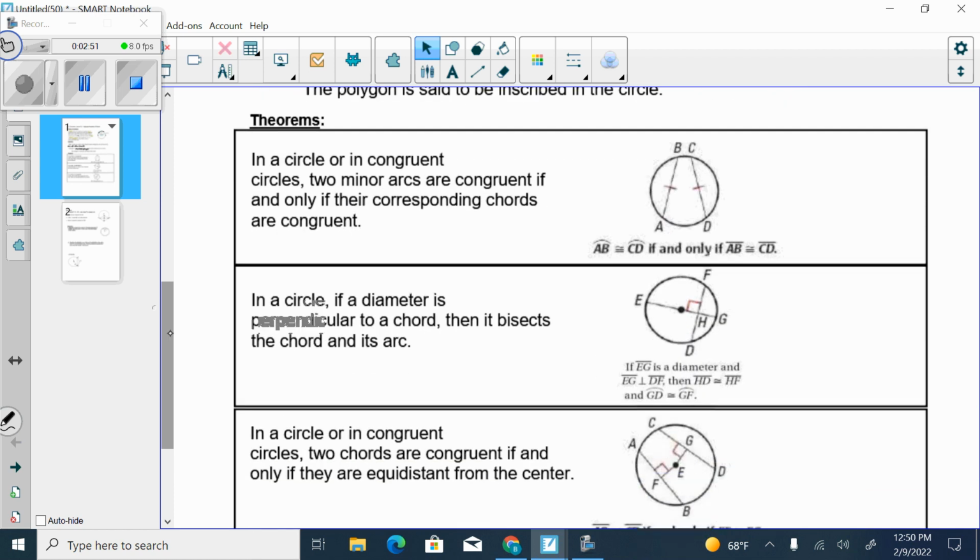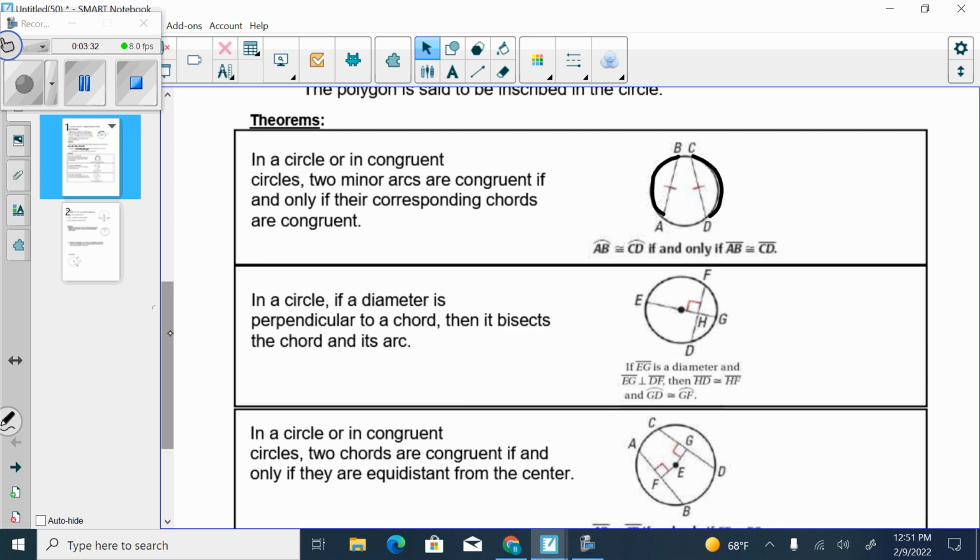So remember, these are just basically rules that we can use from here on out when solving problems. The first theorem says that in a circle or in congruent circles, two minor arcs are congruent if and only if their corresponding chords are congruent. So what they're saying is if you were given a picture like this and there's two chords drawn inside your circle, just like they have here, if they tell you that those two chords are congruent, then you can automatically know this arc and this arc are congruent. Okay.